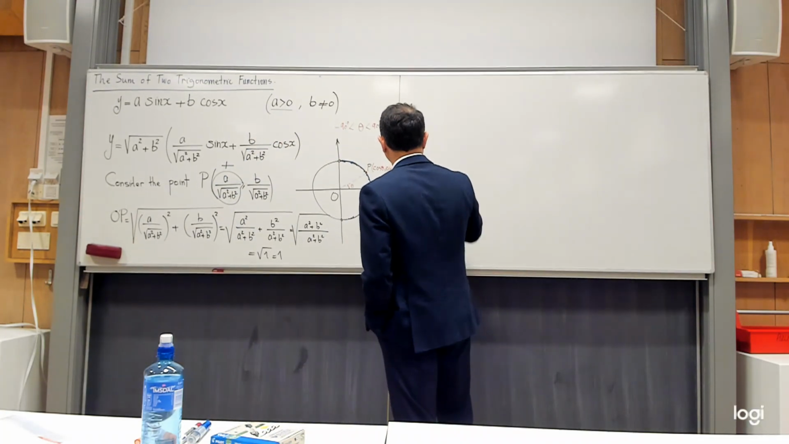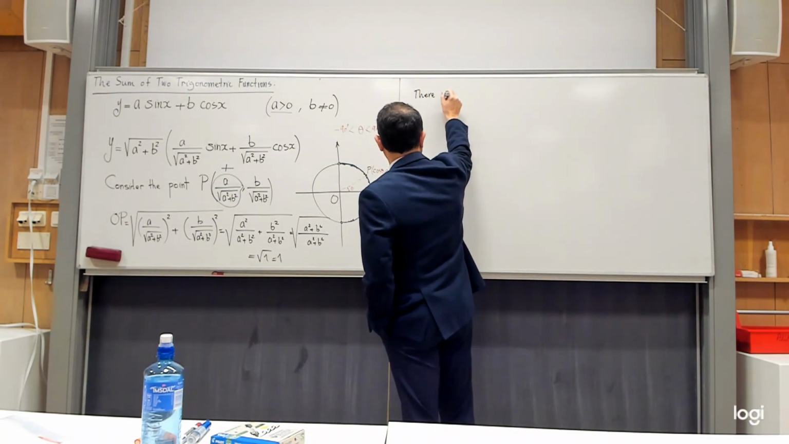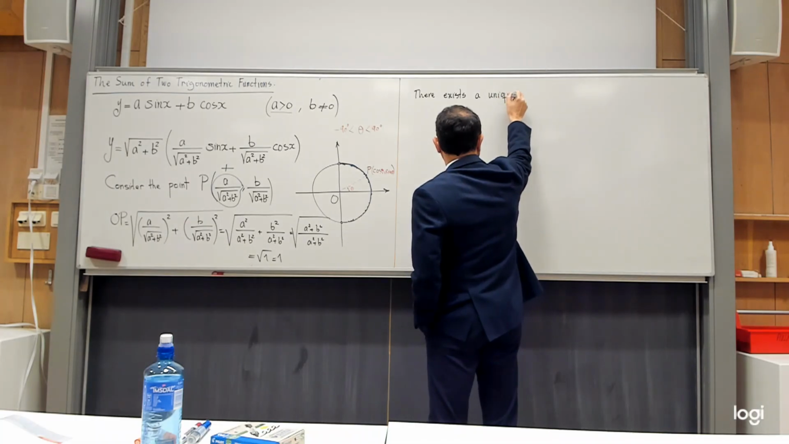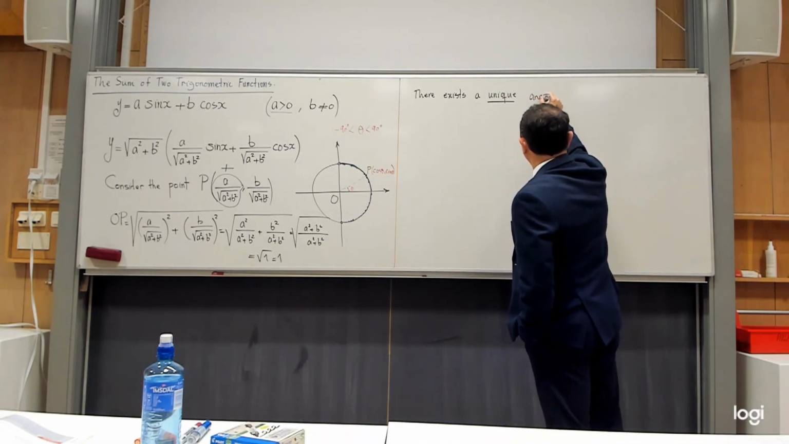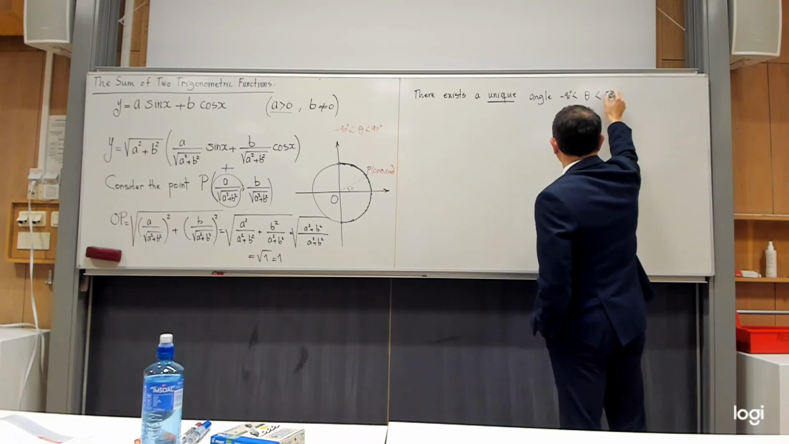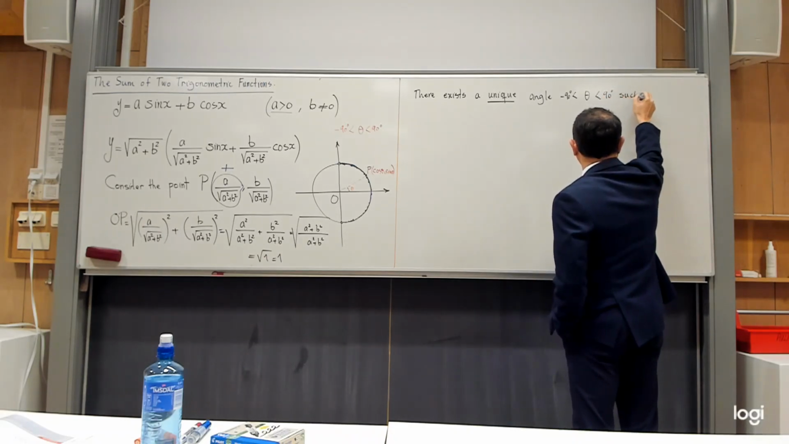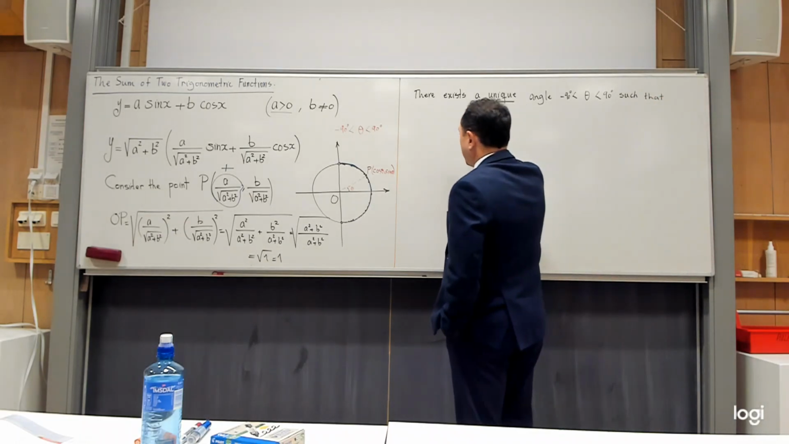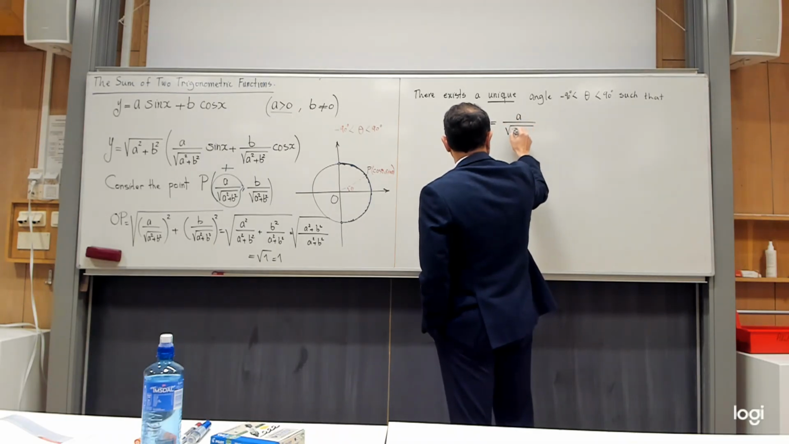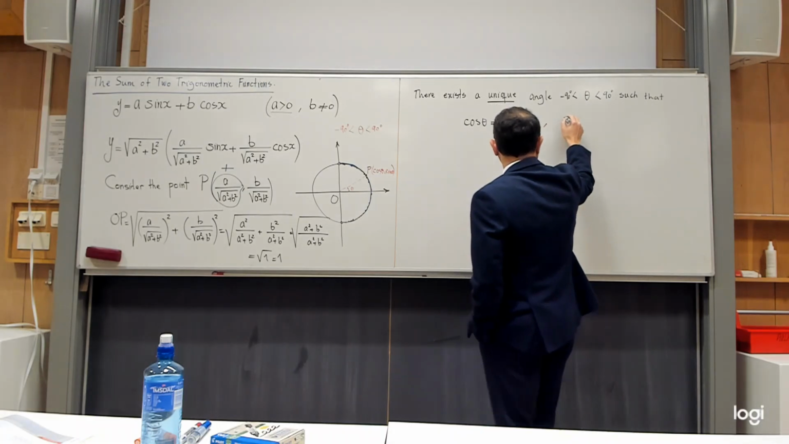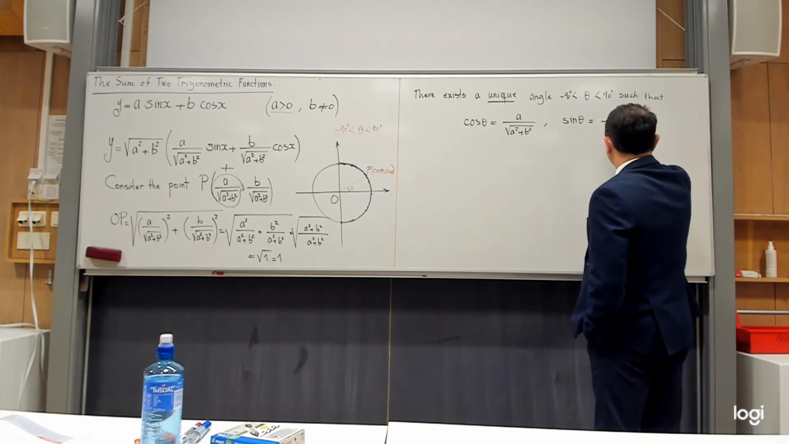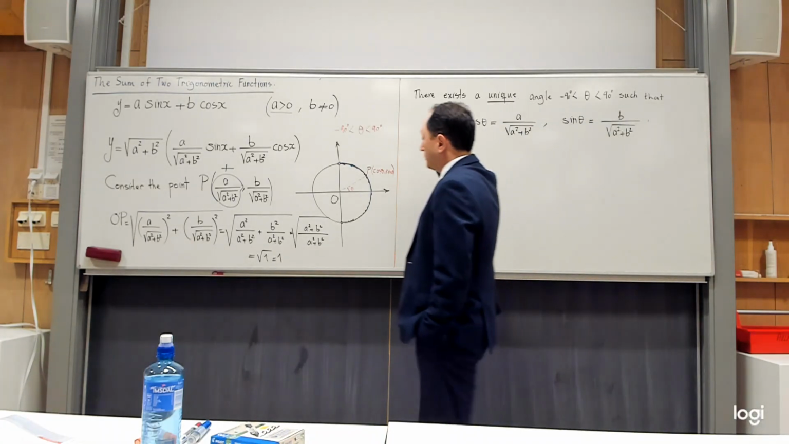So it means that by this argument you will understand this. There exists a unique angle theta between minus 90 degrees and 90 degrees such that cosine theta is equal to a over square root of a squared plus b squared, and sine theta is equal to b over square root of a squared plus b squared. Okay, I want to wait here. That is my point. Do you understand this sentence?